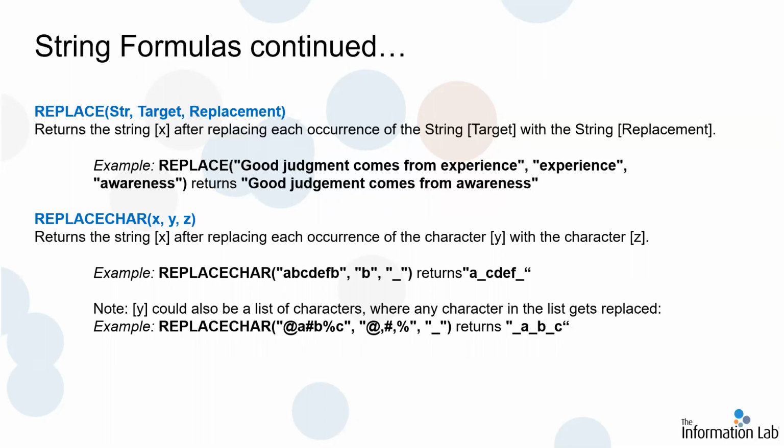You can also replace a list of characters. So there in that bottom example, we've got some special characters in there, and we can list those special characters separated by commas as our target, and say we want to replace anything in that list with an underscore. And that will result in that underscore A, underscore B, underscore C.